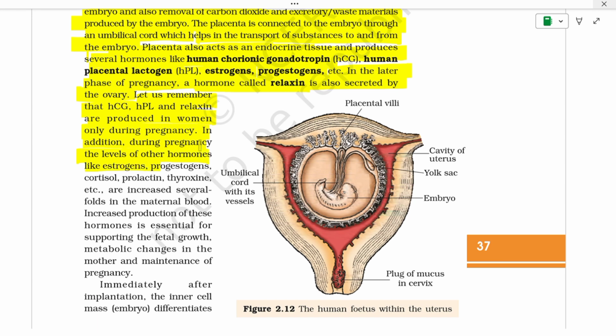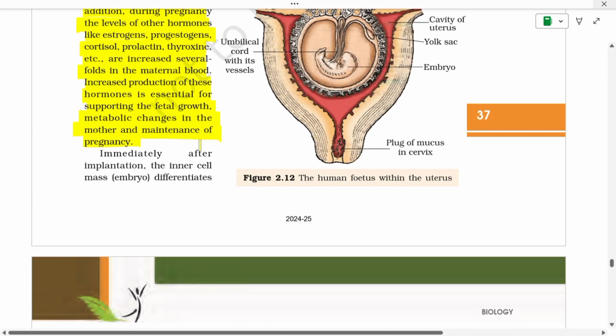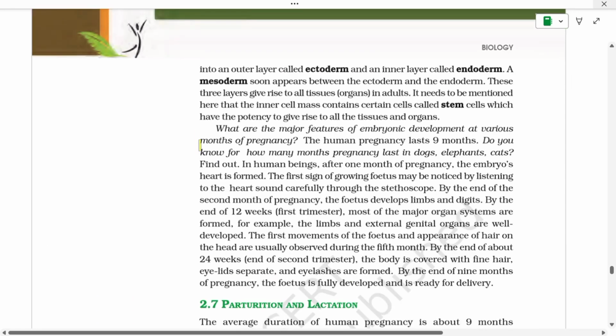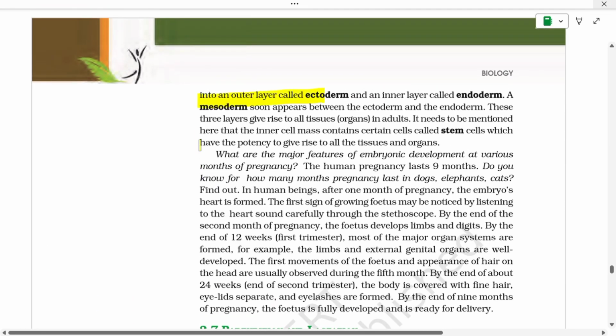In addition, during pregnancy, the levels of other hormones like estrogens, progesterone, cortisol, prolactin, thyroxine, etc. are increased several folds in the maternal blood. Increased production of these hormones is essential for supporting the fetal growth, metabolic changes in the mother, and maintenance of pregnancy. Immediately after implantation, the inner cell mass of the embryo differentiates into an outer layer called ectoderm and an inner layer called endoderm. A mesoderm soon appears between the ectoderm and endoderm. These three layers give rise to all tissues and organs in adults.